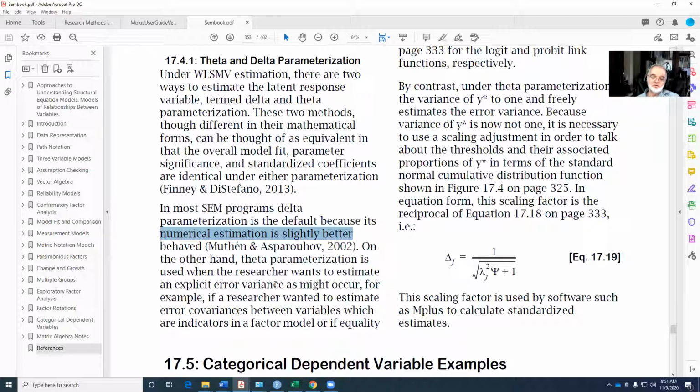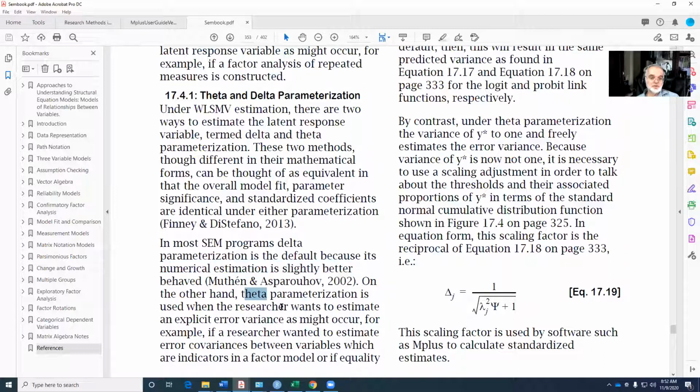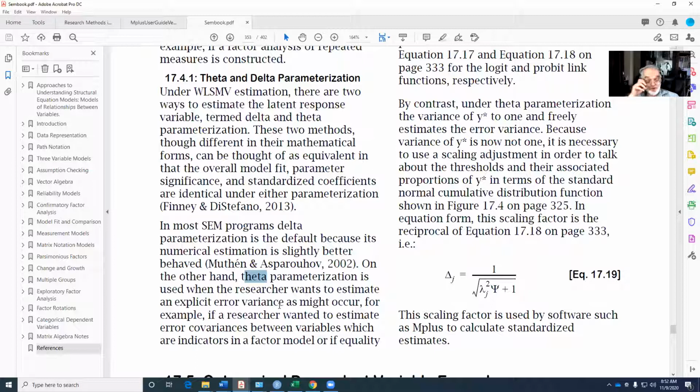If, however, you want to have an error variance in your model, such as might occur, for example, if you say, I want to do a factor analysis, and here's one categorical variable and another categorical variable, and I want the measurement errors to have a covariance, you'll need to specify theta parameterization. So often people will say, here's my SEM, I have some categorical variables, and I want to say that these two error variances are correlated, and the program won't let me do it. Well, the fix to that is to say parameterization equals theta.